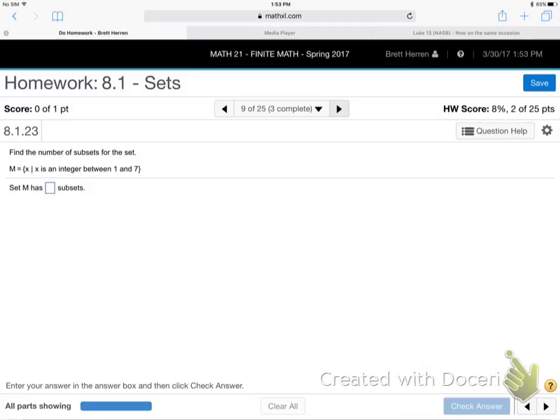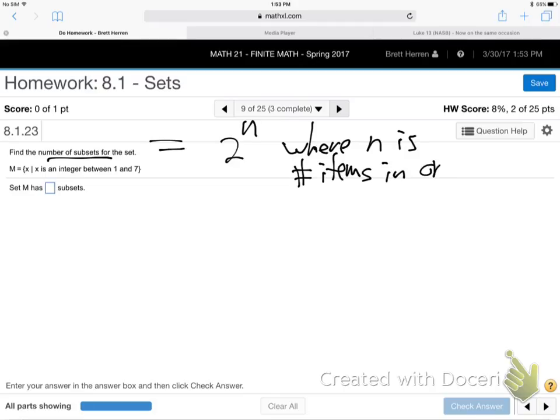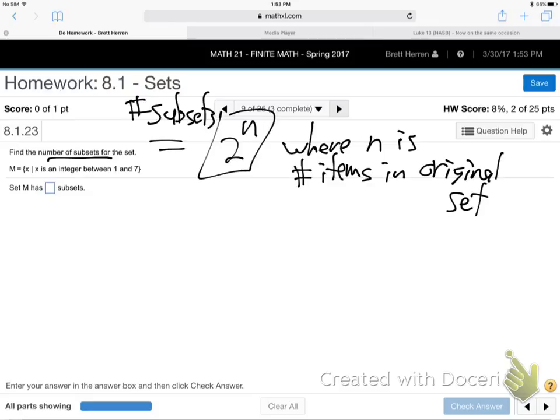So we're in a whole new area of math now. We're just kind of learning the language of this area, the verbiage of set theory. So, all right, find the number of subsets. So it's, again, number of subsets. Number of subsets is always 2 to the n, where n is the number of items in the original set. So number of subsets equals 2 to the n, where n is the number of items in the original set.